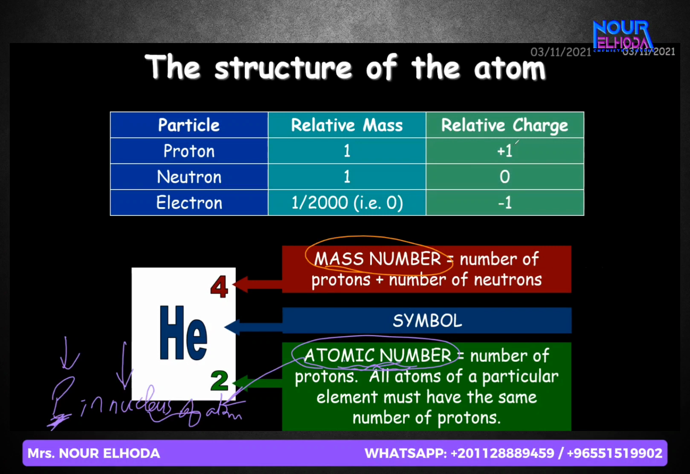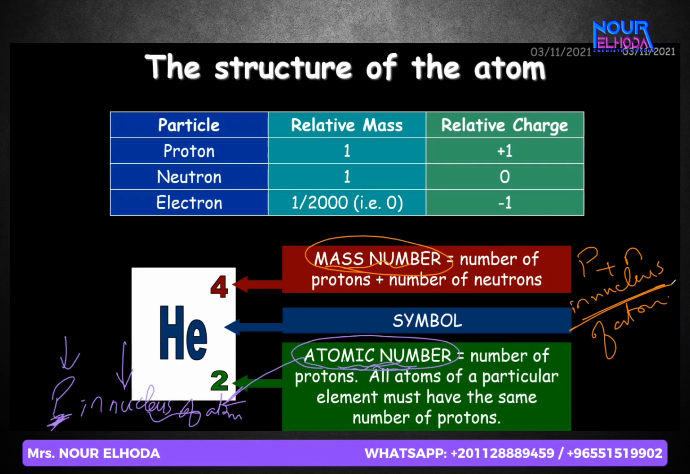Bravo, good job. Thank you for the ones who are writing in the chat. But once I'm going to ask you the mass number, you are going to say it's equal to the sum of the protons and the neutrons in the nucleus of the atom. You have to say that in the nucleus of the atom. Don't say protons and neutrons only. Please make it a full answer.